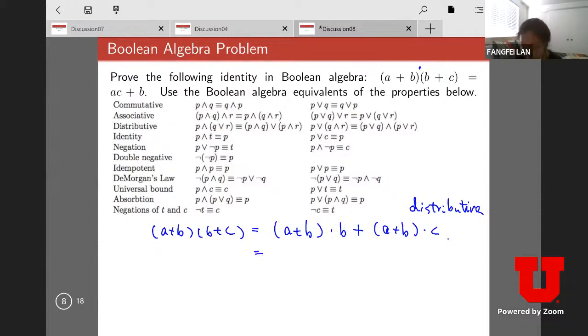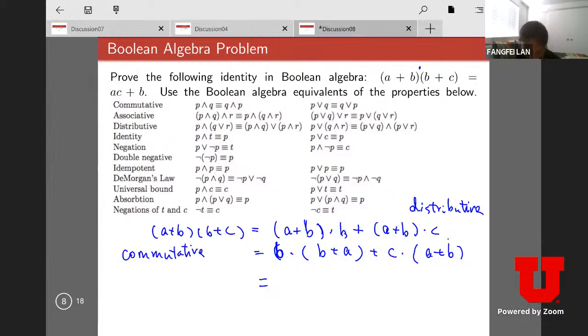And then we're gonna do commutative to put it on the left side. Actually, let's be very strict with the definition. So let's do B times (B plus A). I think that is better. Yes. And then plus C times (A plus B). So this is just by commutative, right?